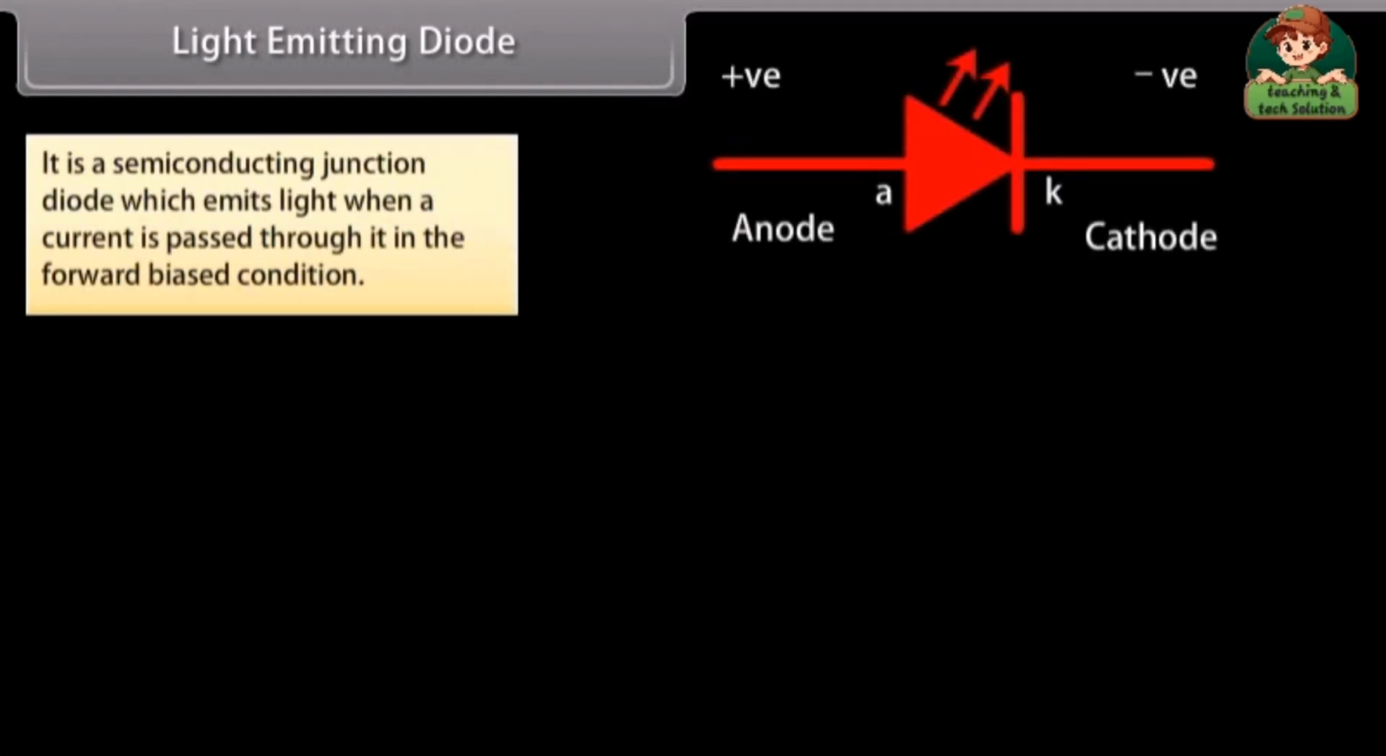Light-emitting diode. It is a semiconducting junction diode which emits light when a current is passed through it in the forward-biased condition. It is a PN junction made of gallium arsenide, GaAs, or some other suitable semiconducting material. The P layer is made thin so that light energy may reach the charge-depleted region after traveling a very short distance.